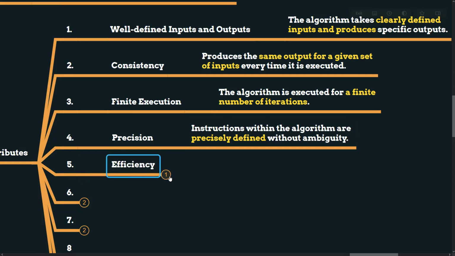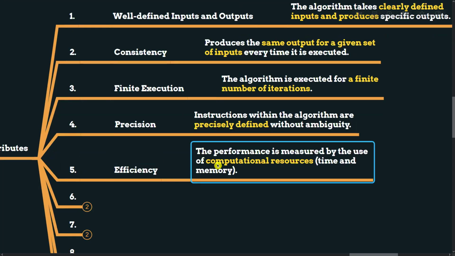That's precision. And efficiency is also there. The performance is measured by the use of computational resources, time and memory, right? Let's come back to our biryani example. Some recipes are quicker and use fewer ingredients, right? For sugar or something similar, we put only a small amount, that's it. In an algorithm also, this is like using less computational power or time to get the same result. So you have to use the minimum time and memory.